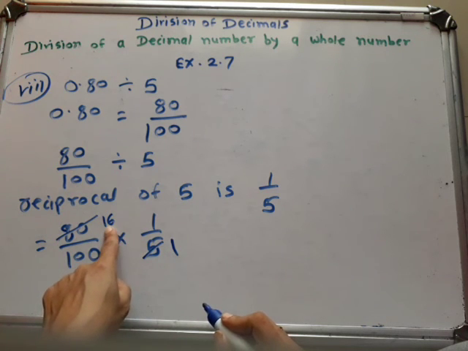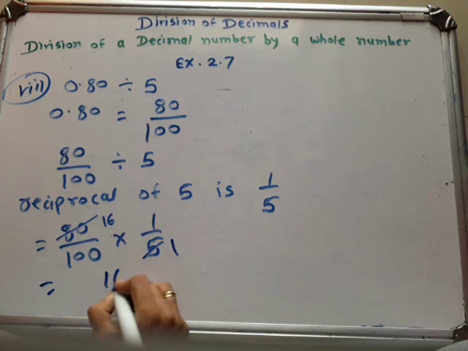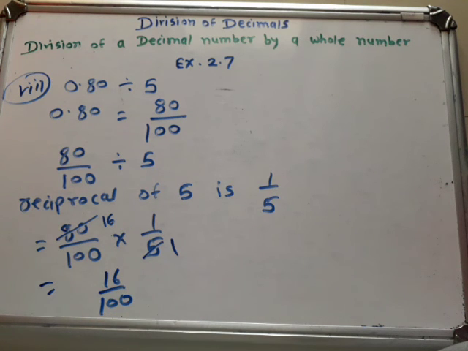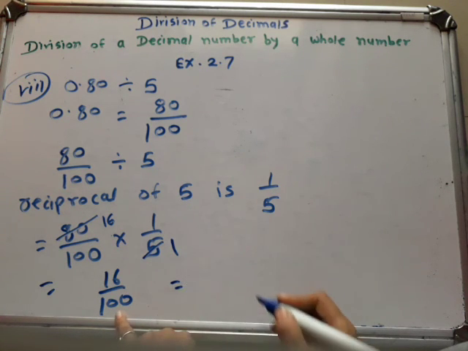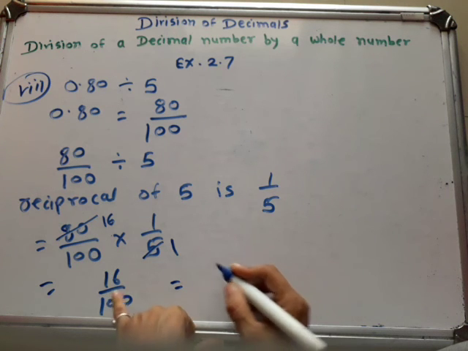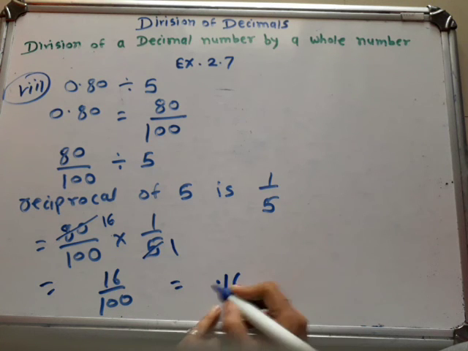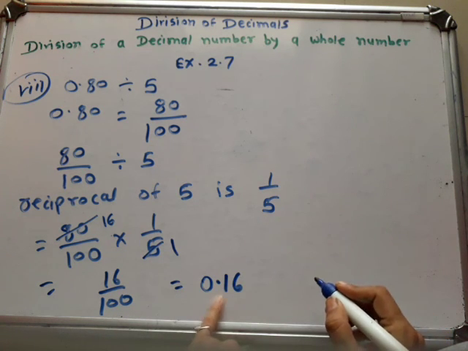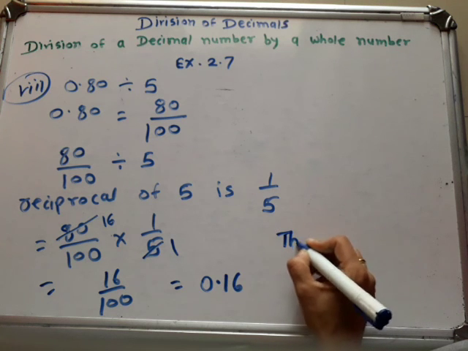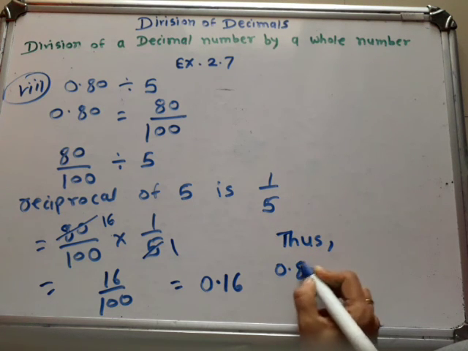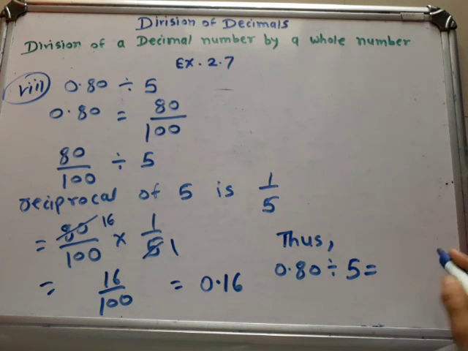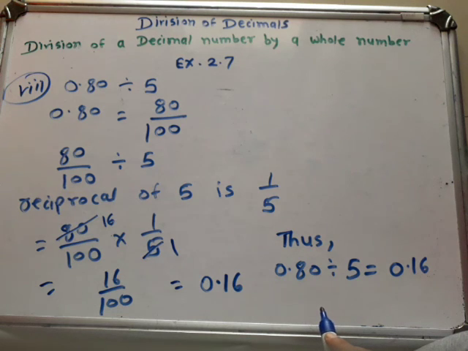Means we get the answer 16. 16 upon 100. Here after the decimal there are 2 zeros, so you have to put the point before two digits. There is no whole number, so you put 0 and get 0.16. So the last step: 0.80 divided by 5, we get the answer 0.16. This is your answer. In this way you have to complete exercise 2.7 question number 1 in your notebook. Okay, thank you.